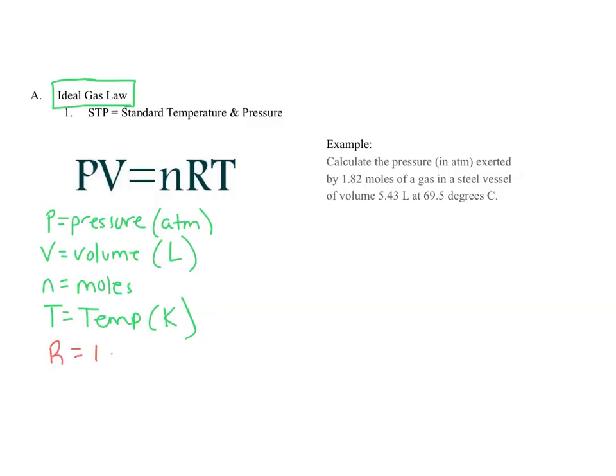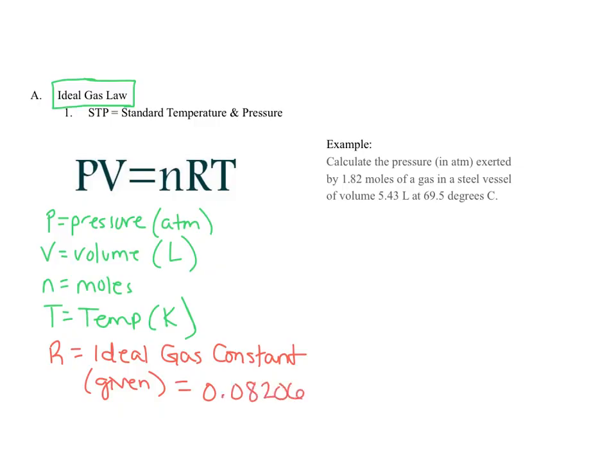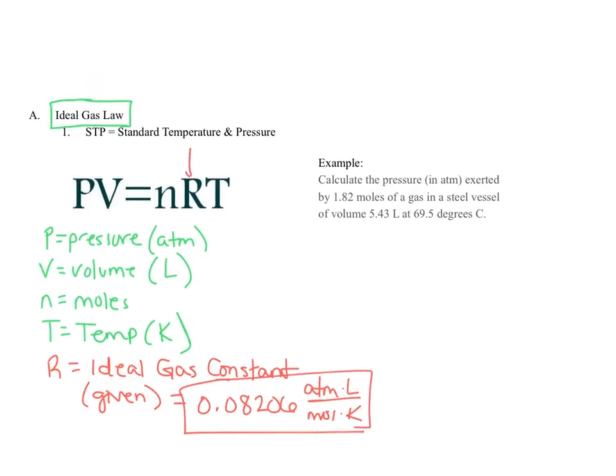Now, R is what is called the ideal gas constant. It's a constant number that's given to you all the time, and you plug in the same number every single time. It relates all of these things together: pressure, volume, moles, and temperature. So our number for the ideal gas constant is 0.08206 liters atmospheres over moles Kelvin. This is our number that gets plugged in for R every single time.